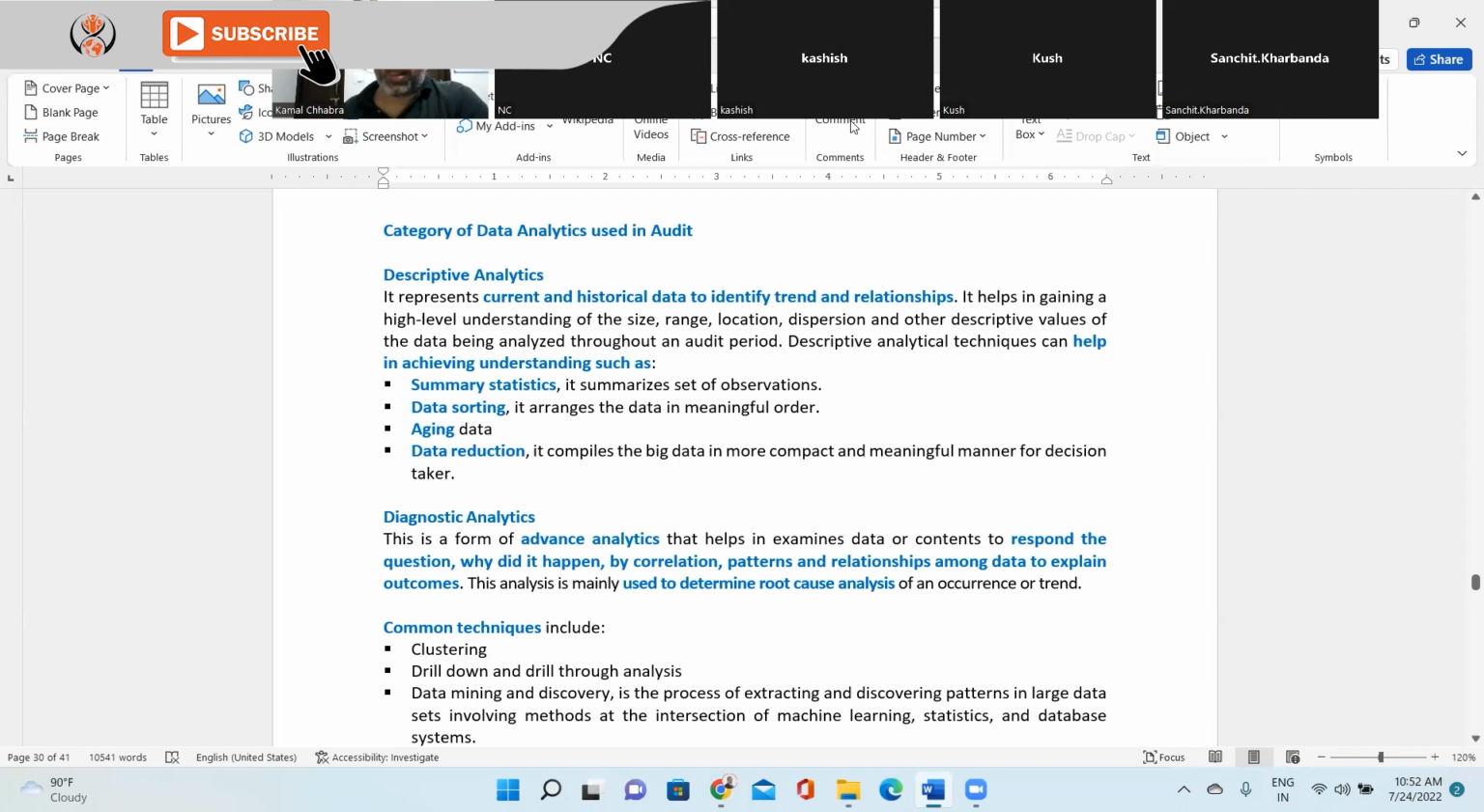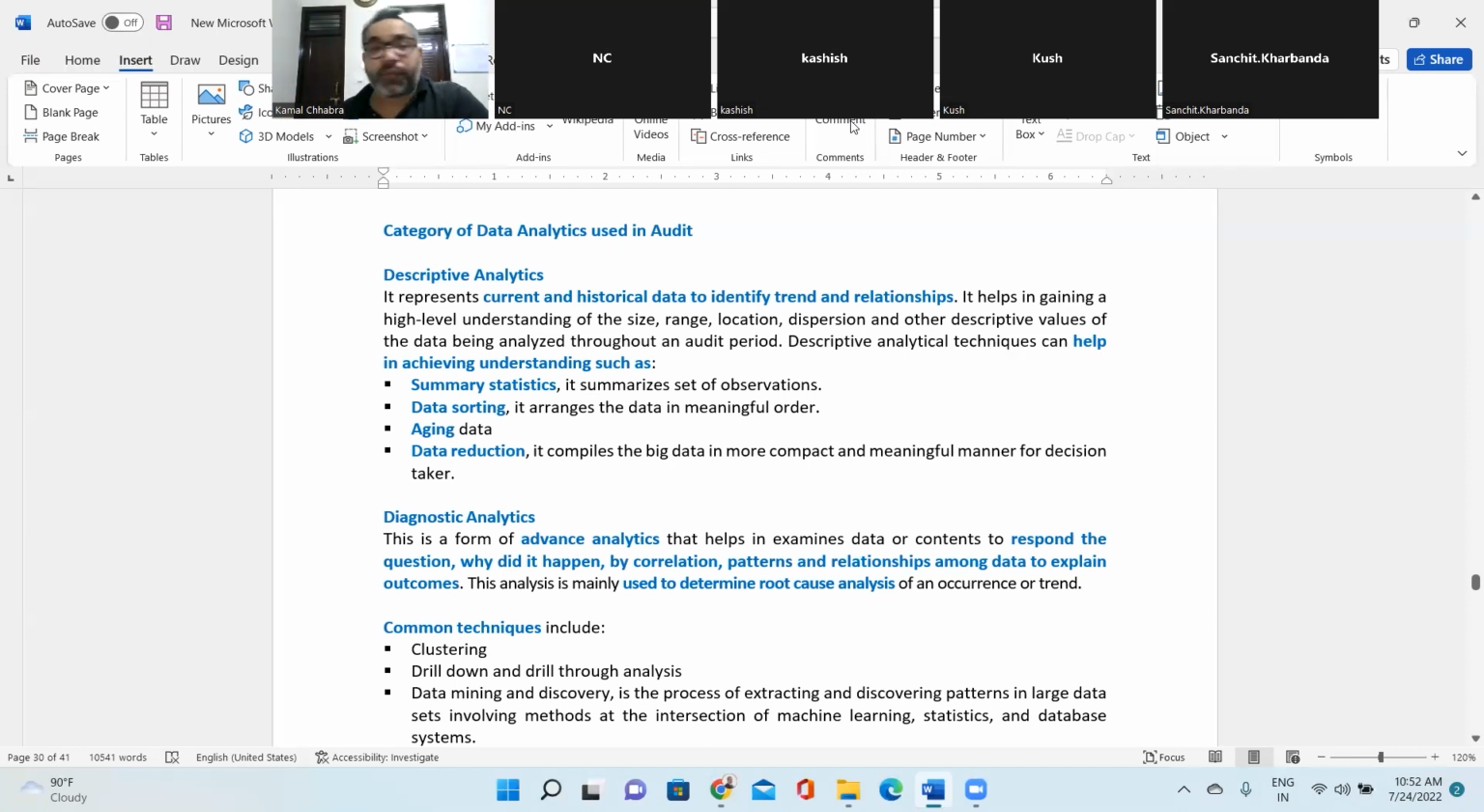So descriptive analytics techniques actually help in achieving the understanding, for example, summary of statistics, right? It summarizes the set of observations you have identified in earlier periods, right? Data sorting arranges the data in a more meaningful order. Aging of the data, maybe if you want to analyze period over period change in the customer balances, period over period change in litigation claims and assessment, period over period change in your borrowings, period over period change in, let's say, your supplier balance or vendor balance, right? And then it results in data reduction as well.